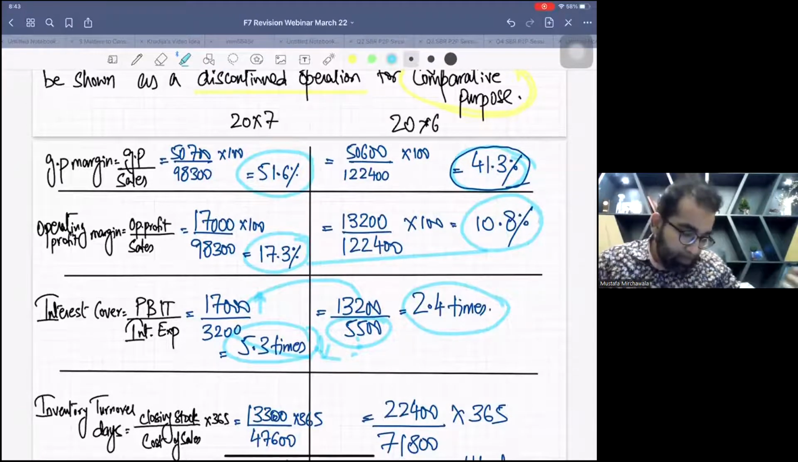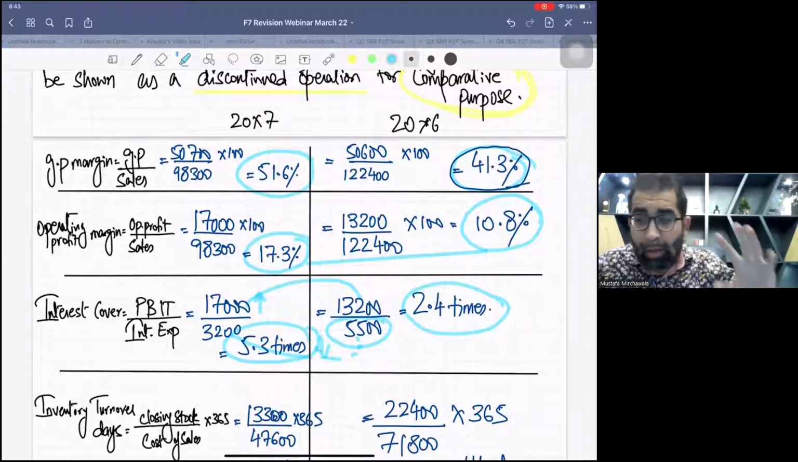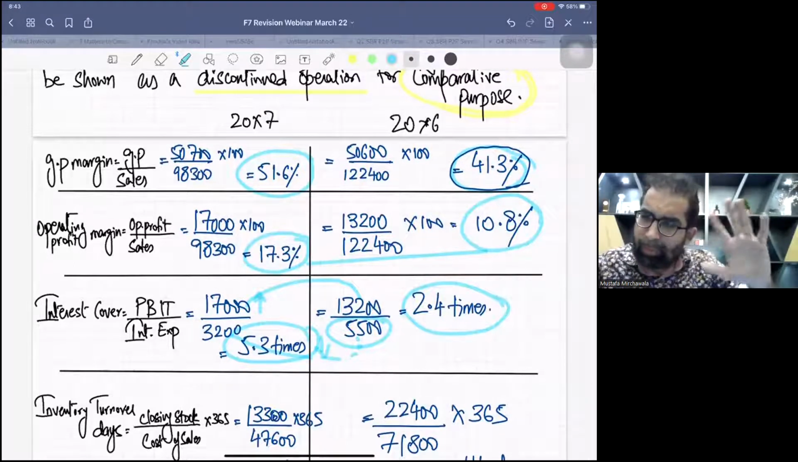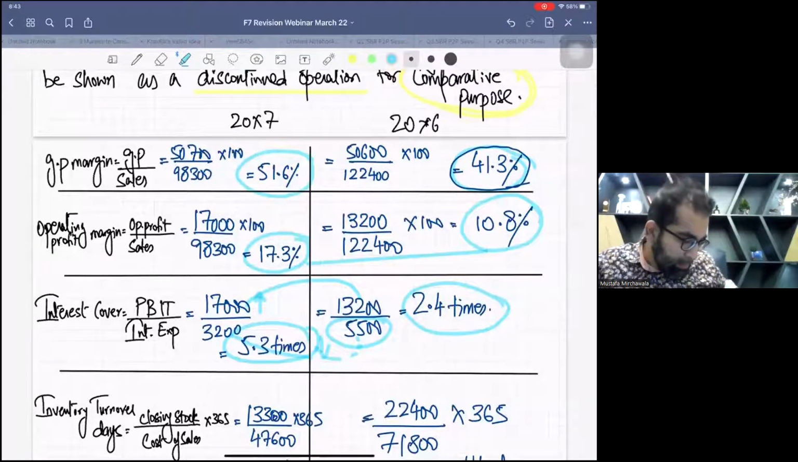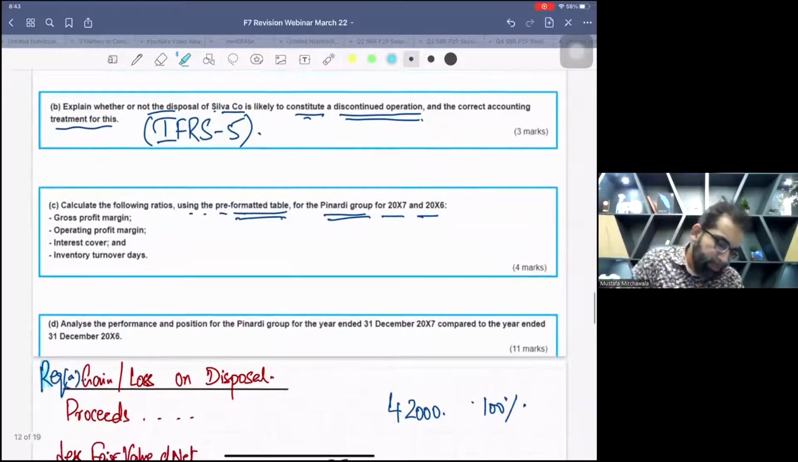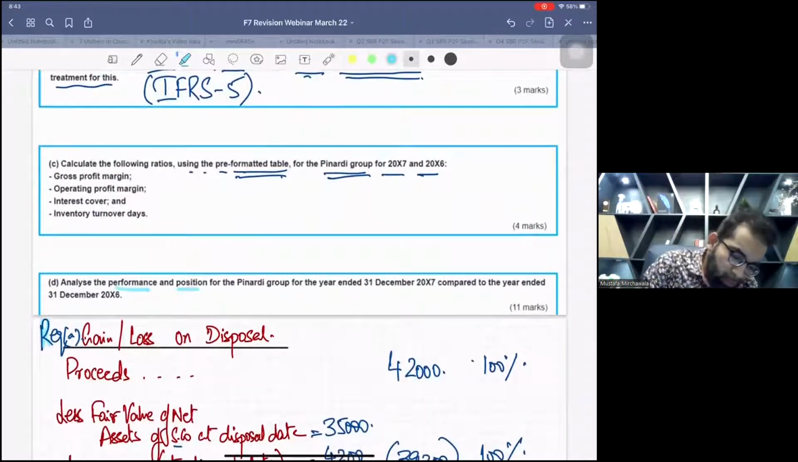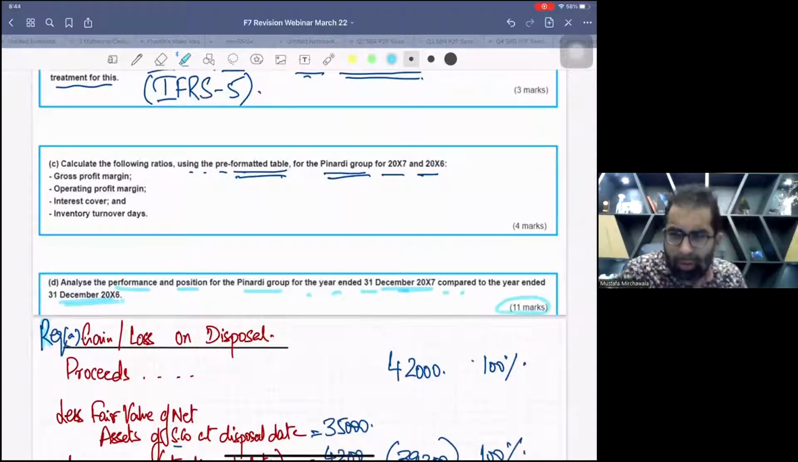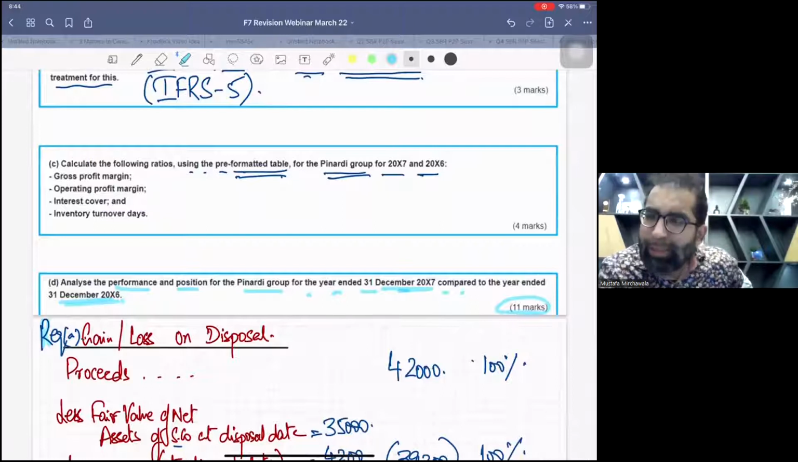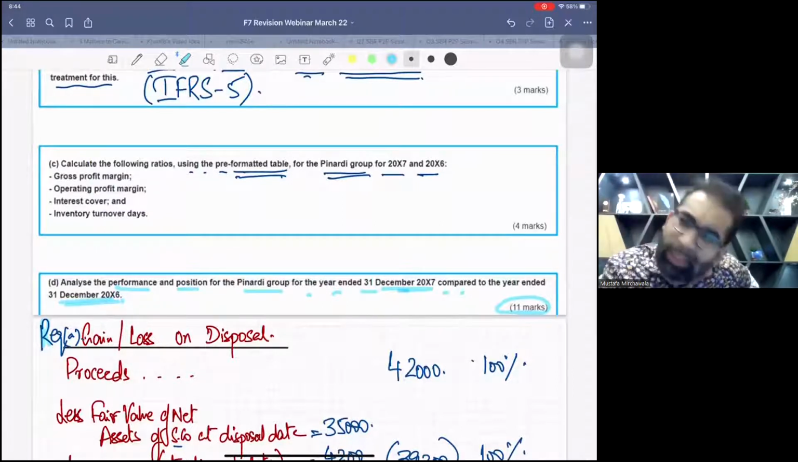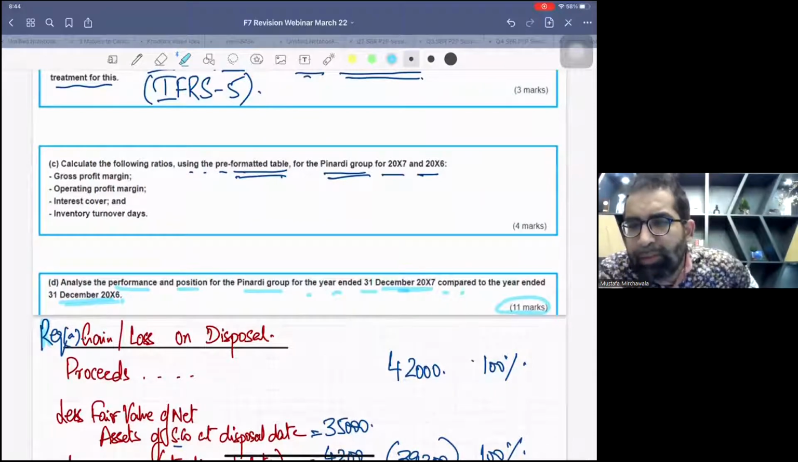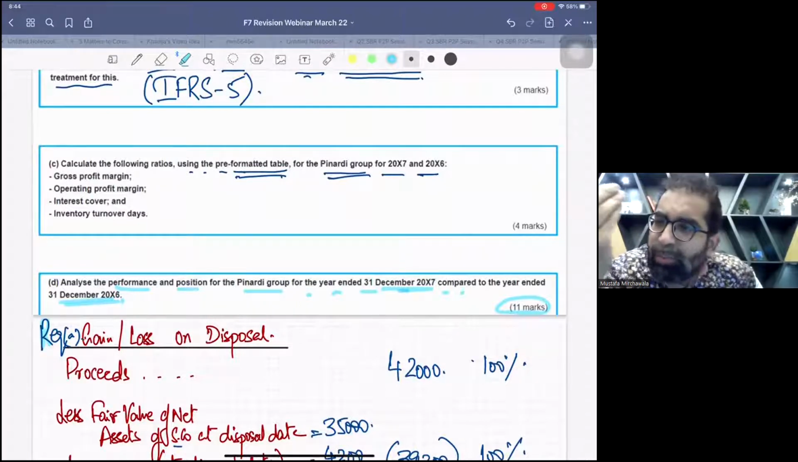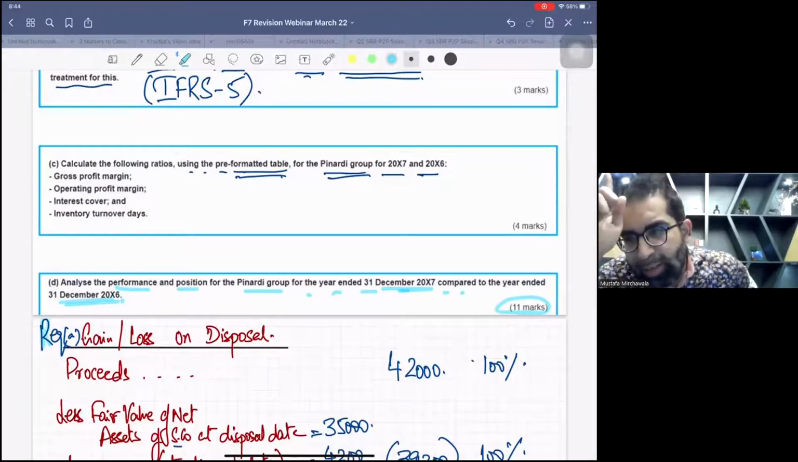Okay, now it's better we read the requirement, and now only you need confidence. You have done the major thing. Just confidence is needed. Analyze the performance and position for the Pinardi group for the year ended 31st December X7 compared to the year ended 31st December X6, 11 marks. If you get 6 marks, still it's good. If you get 6 or 5 marks, still not bad, because you scored well in other requirements, the practical calculation and part one. Your first target is to cross the border, 50 marks. That's it.